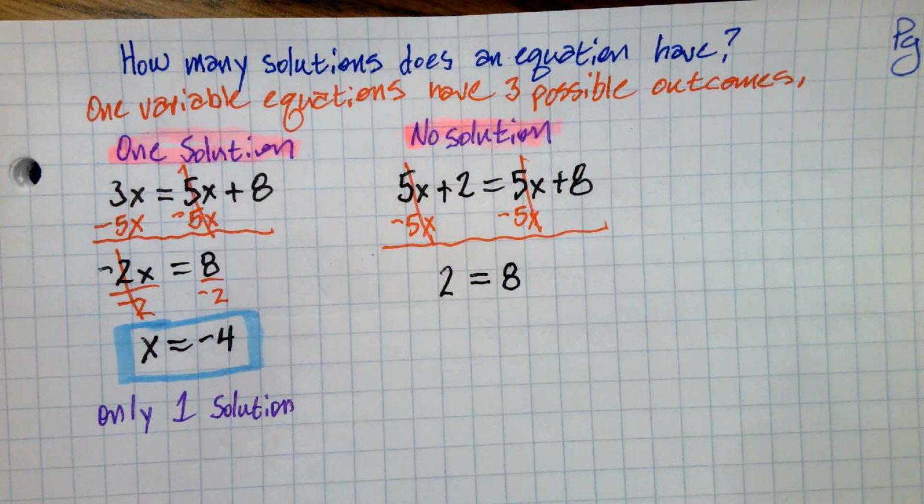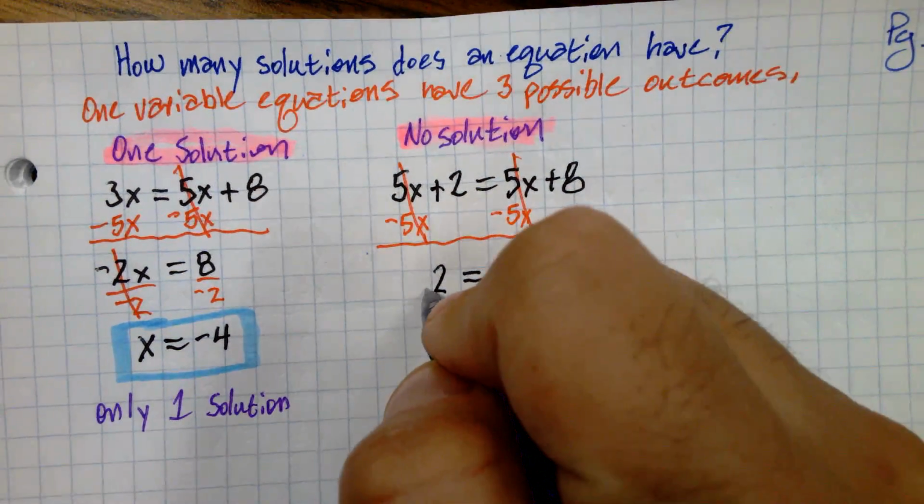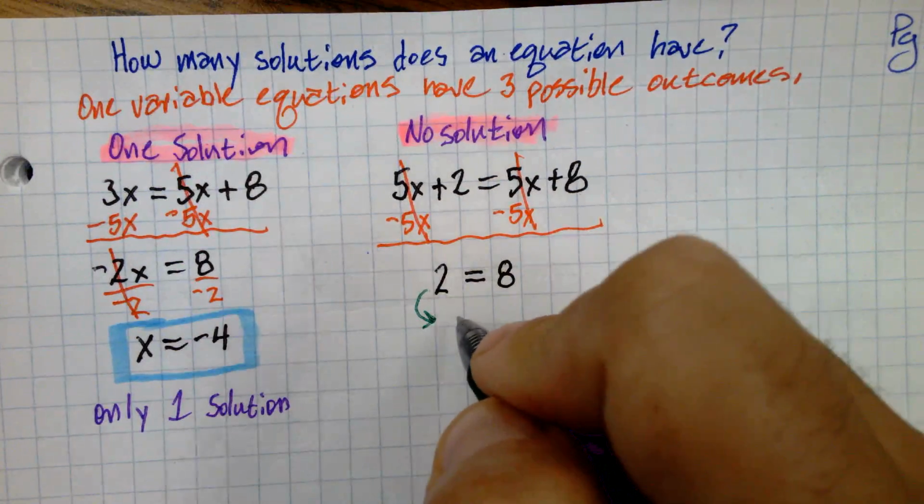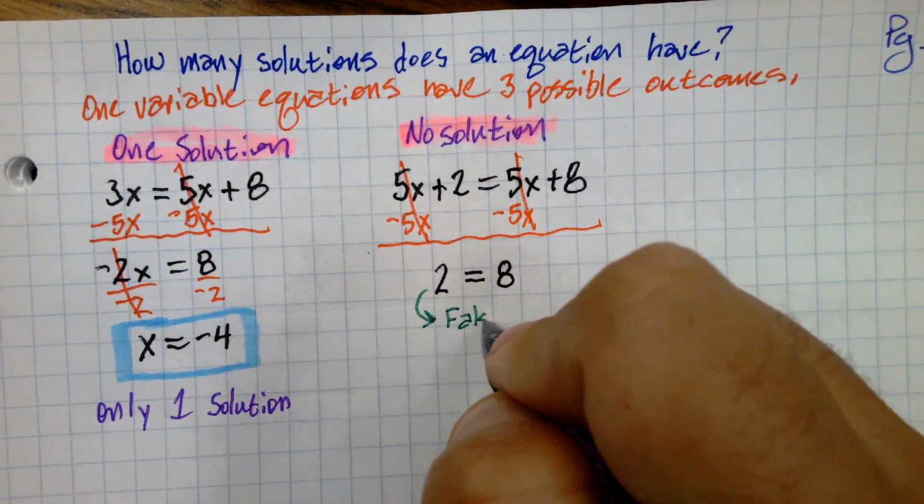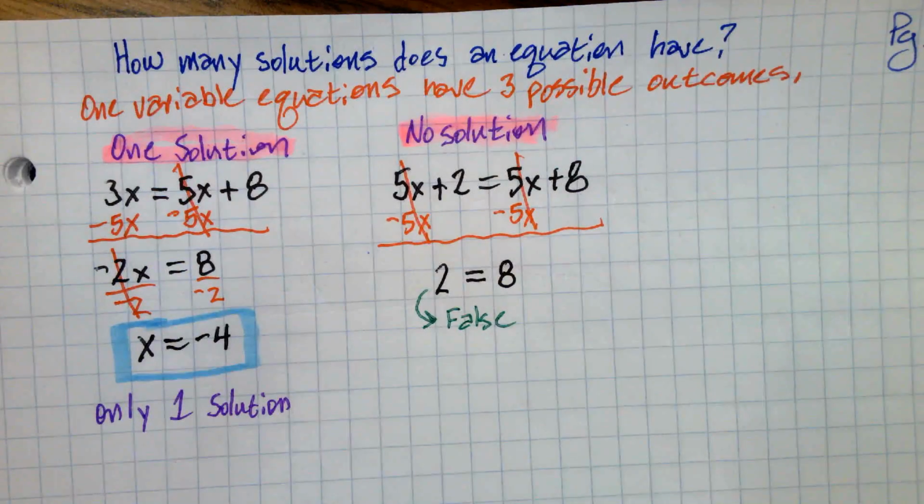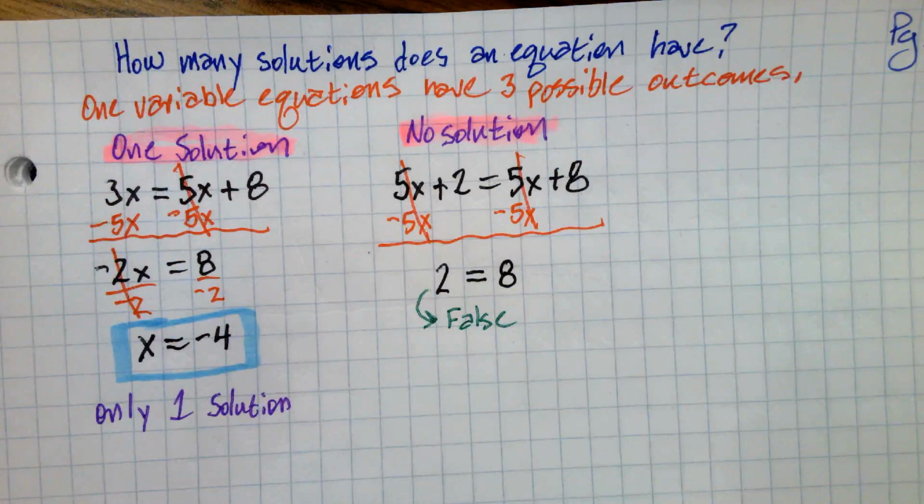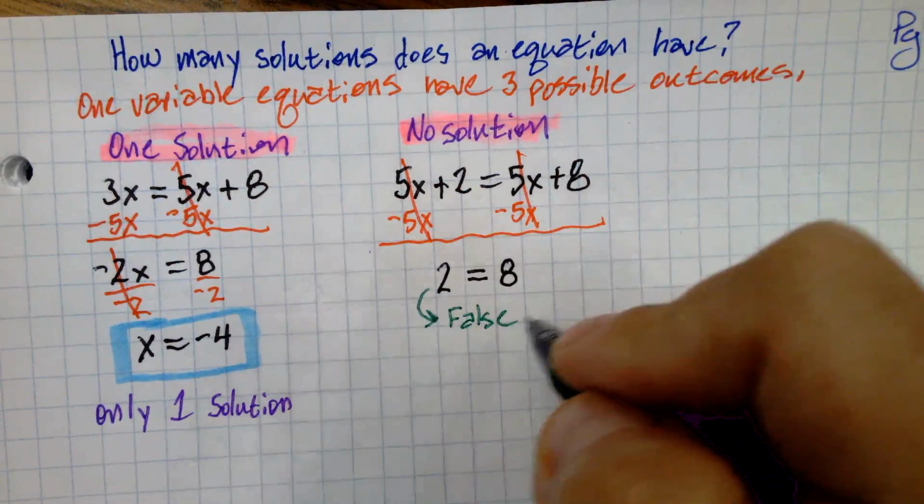We're saying that 2 equals 8. Does 2 equal 8? No. False. This is false. So, right, we're going to say this is a false statement. It's not true that 2 equals 8. 2 equals 2 and 8 equals 8. If we had either of those statements, that would be true.